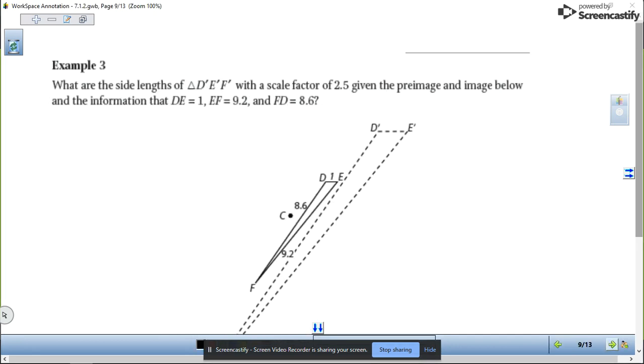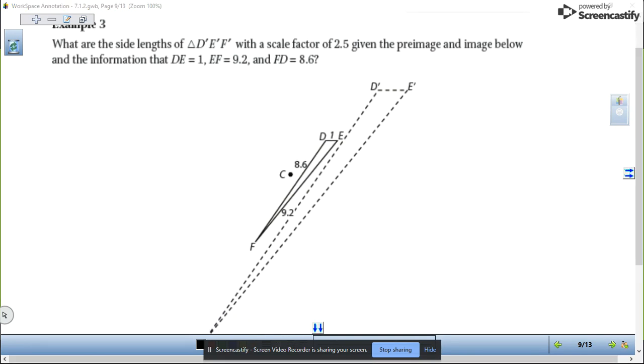All right, this last one, same kind of deal. What are the side lengths of D prime, E prime, F prime with a scale factor of 2.5 given the pre-image? So basically you take each length, 8.6, 1, and 9.2, and we're going to multiply them by the scale factor. The picture's already drawn, and the center is here, which is why you notice that the dotted line shape is to the right a little bit of the originals, because we're moving away from that center.